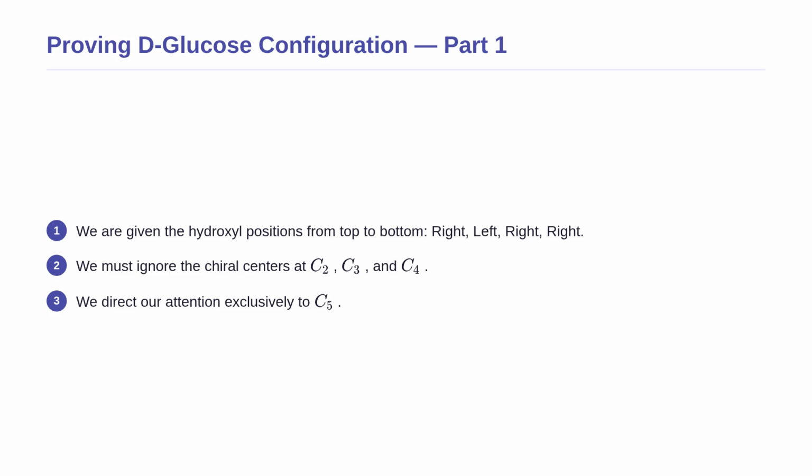With our reference carbon identified, we begin our proof of the configuration. We are given a Fischer projection, where the hydroxyl groups from top to bottom on the chiral centers are positioned right, left, right, and right. Our strategy here is to ignore all the upper chiral centers. We completely ignore the hydroxyl groups on carbons 2, 3, and 4, as they do not affect this specific naming convention. We direct our attention exclusively to the 5th carbon atom down from the top of the drawn vertical chain.